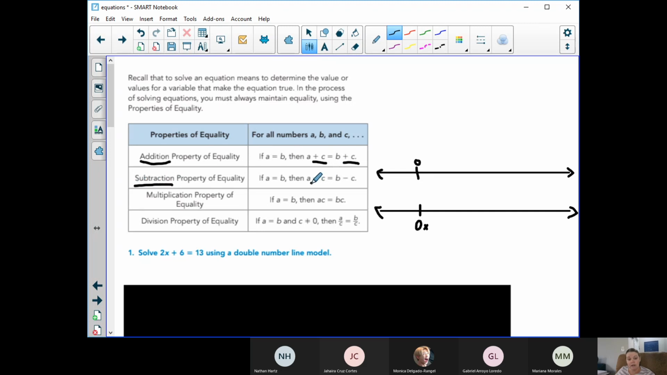Subtraction, whatever I take away from one side, I have to take away from the other side. Multiplication, you can probably already figure this out. Whatever I multiply on one side, I have to multiply by on the other side. And division, whatever I divide by on one side, I have to divide by on the other side. The reason we do this is to maintain a balance on both sides.